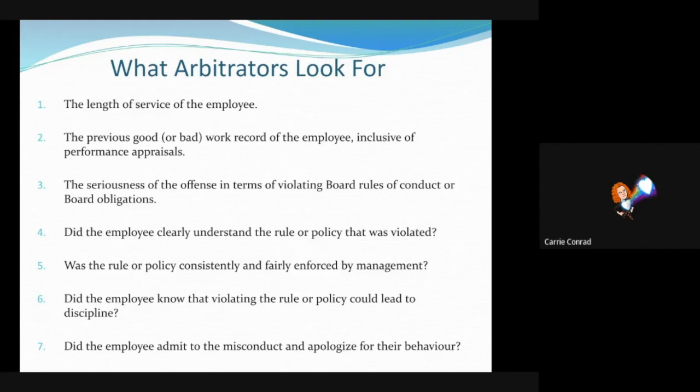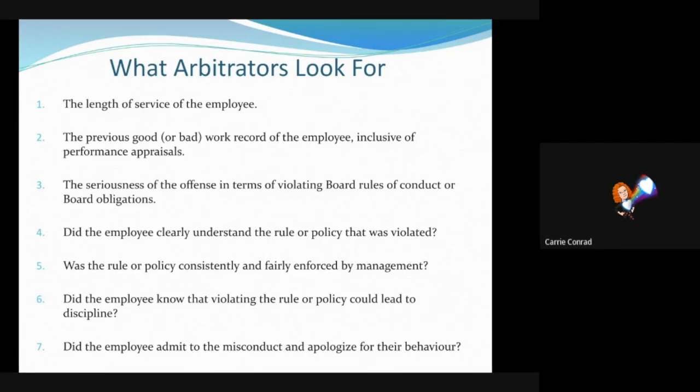So earlier we talked about the importance of acting in good faith and not arbitrarily making a decision simply because we have the management right to. Arbitrators will look at that, as will the Labor Relations Department when they're speaking to you and obtaining the background information related to grievances. Some of the items that an arbitrator will look for, which are consistent with the items that the Labor Relations Department will take into consideration and will discuss with you, is the length of service of the employee.